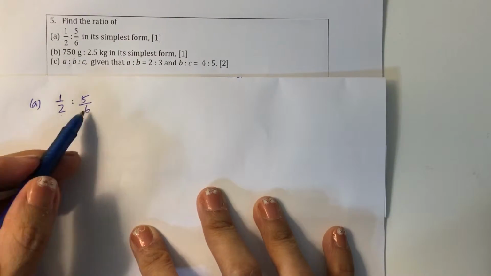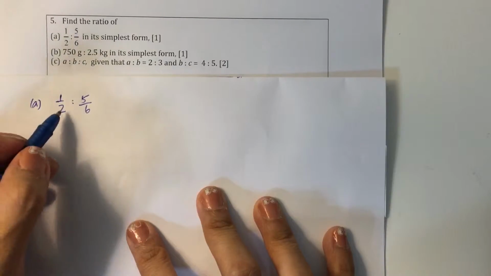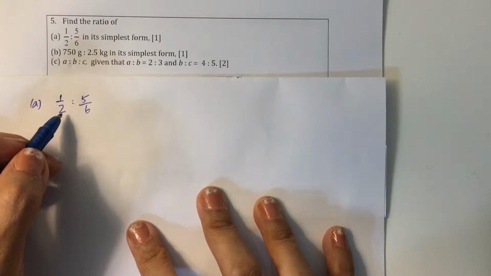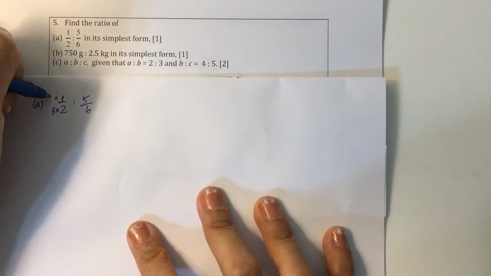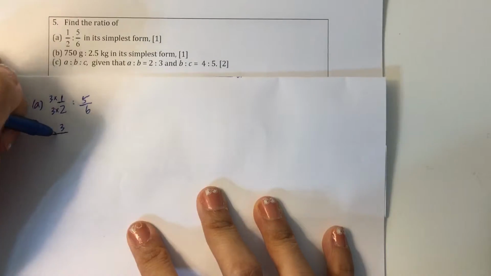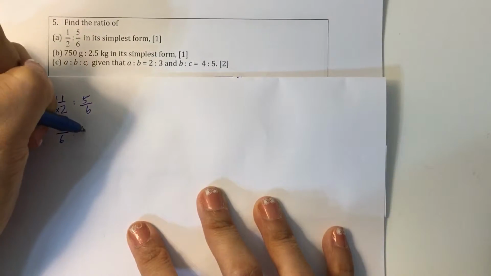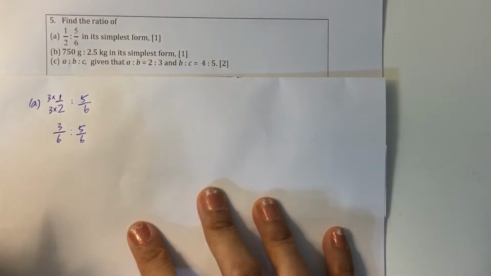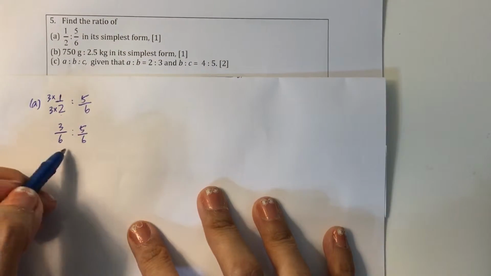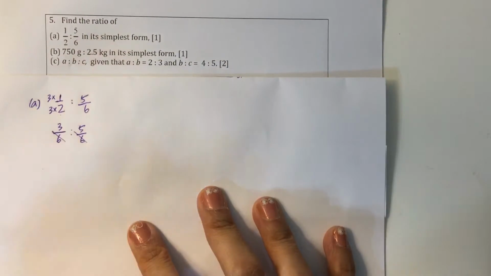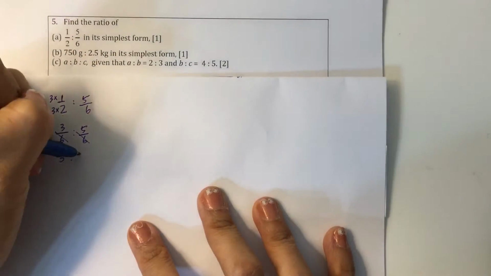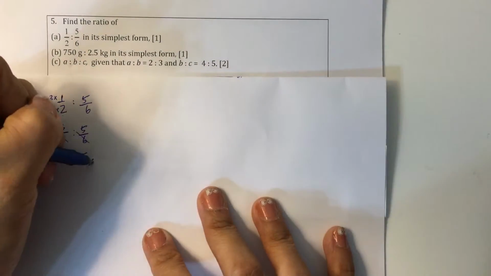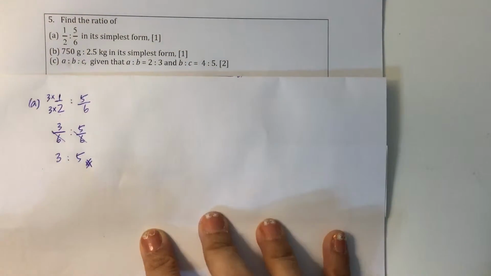In order to make both of them integers, we have to make sure that they are of the same denominator first. So here I need to multiply by 3 at the denominator and numerator to become 3 over 6. Since both fractions are out of 6, we can compare the numerator directly, by 3 parts is to 5 parts. So that's the final answer for part A.